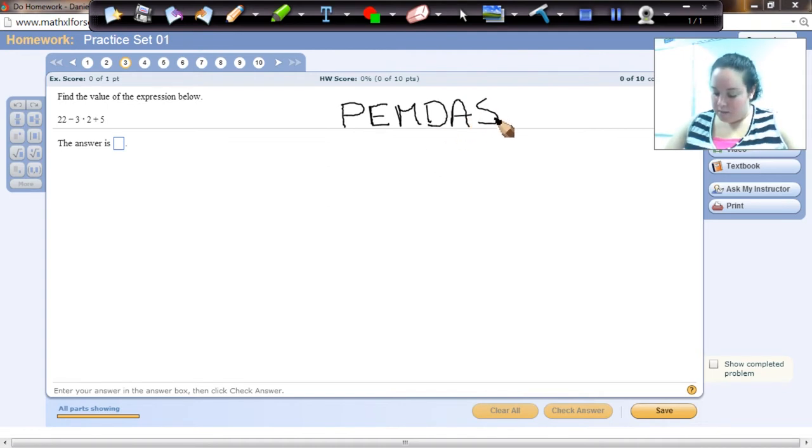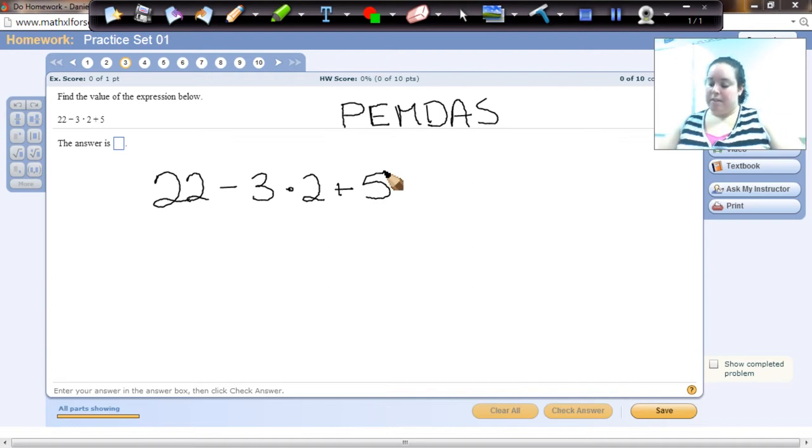Okay, great. So we have 22 minus 3 times 2, plus 5. Okay. So according to order of operations, we'll do the parentheses first, but there aren't any. Then we'll do the exponents. Again, there aren't any. Then we'll do multiplication and division.